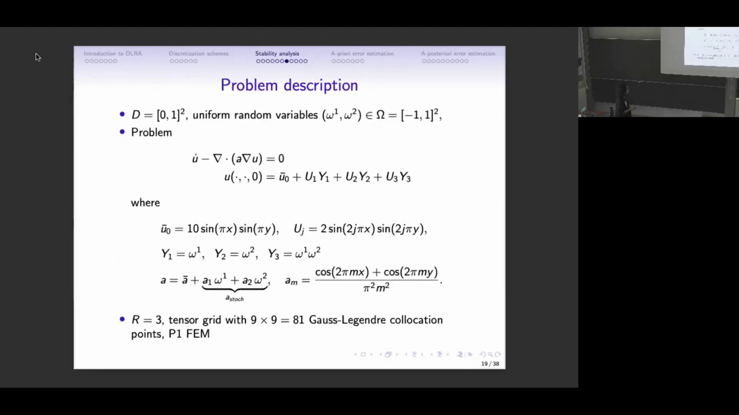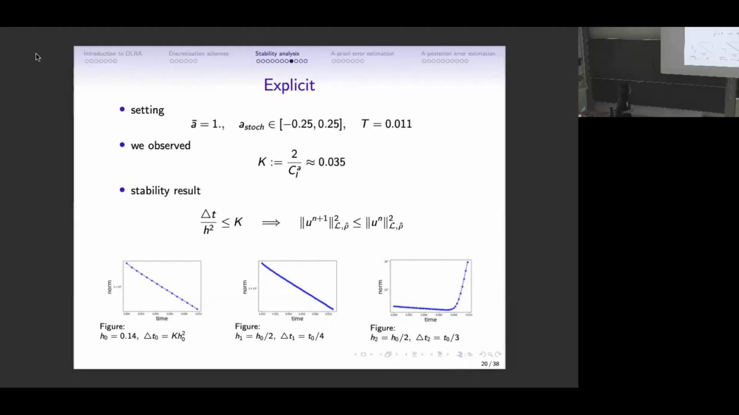Then I have some numerical results, which support the theory we derived. We work in a two-dimensional domain and a two-dimensional stochastic space, with this equation and zero forcing term. What we would like to see is a decrease of norms. Our initial condition is of rank 3, and we keep rank 3 throughout the evolution. We use a tensor grid with 81 Gauss-Legendre collocation points and P1 finite elements. When applying the explicit scheme, this is the result we would like to see: when the CFL condition is satisfied, the norms decrease. In the first case the condition was satisfied and the norms kept on decreasing.